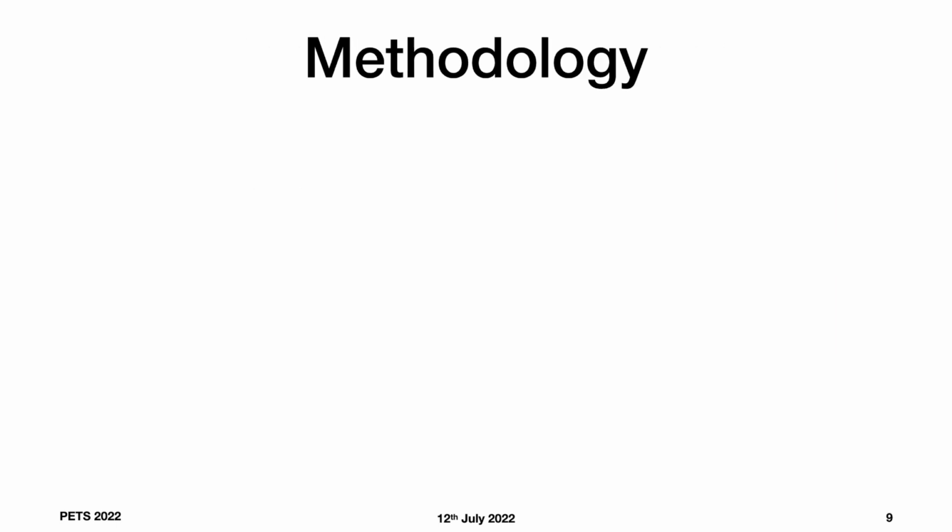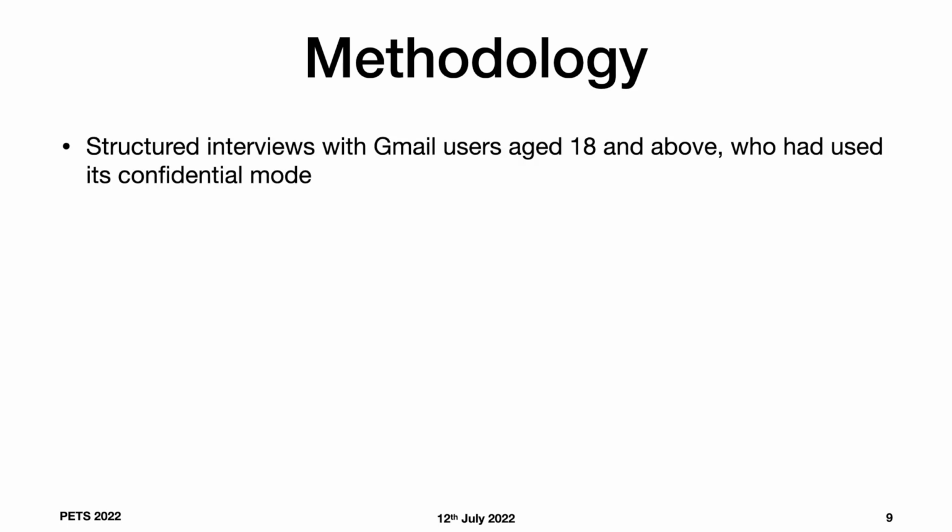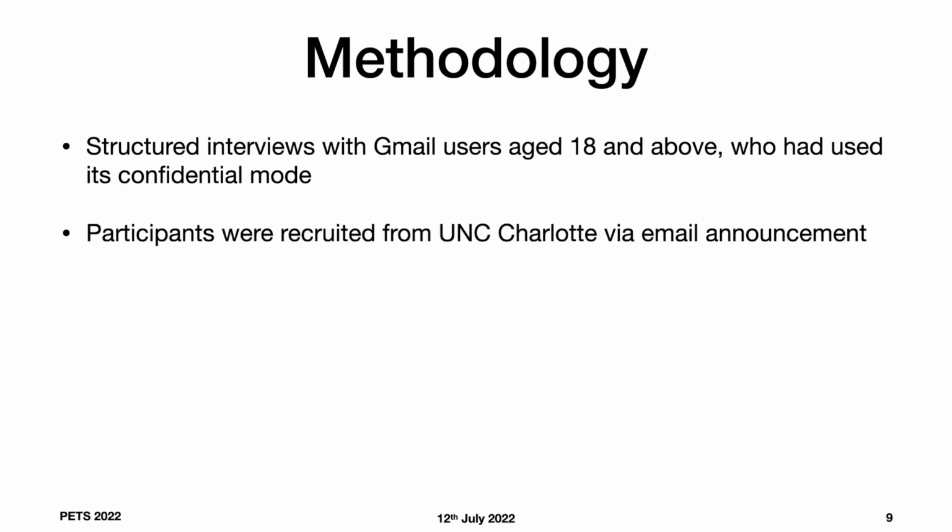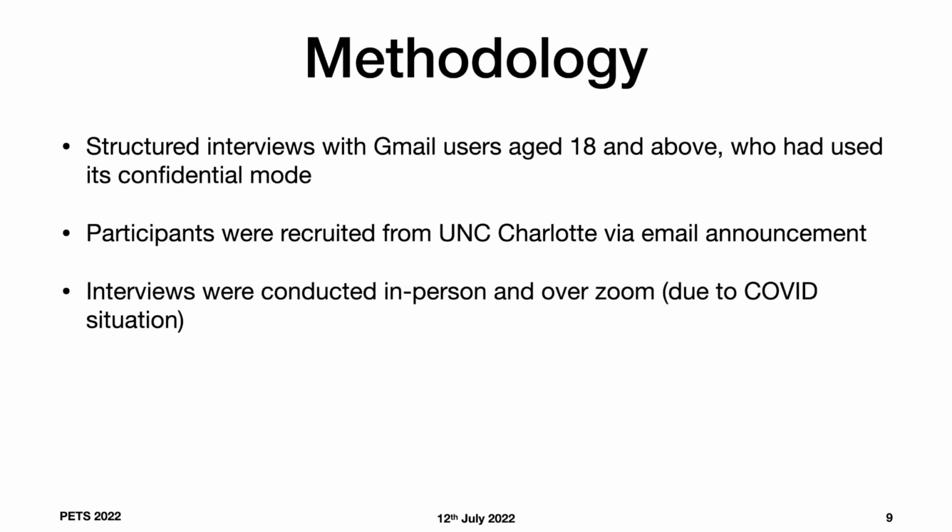In order to understand the user's perceptions and motivations of Gmail's confidential mode, we conducted structured interviews with Gmail users who were aged 18 and above and had used Gmail's confidential mode in the past. We confirmed participants' eligibility before interviewing them. Our participants were recruited from UNC Charlotte through an email announcement. The interviews were conducted in person as well as over Zoom due to the ongoing COVID situation.